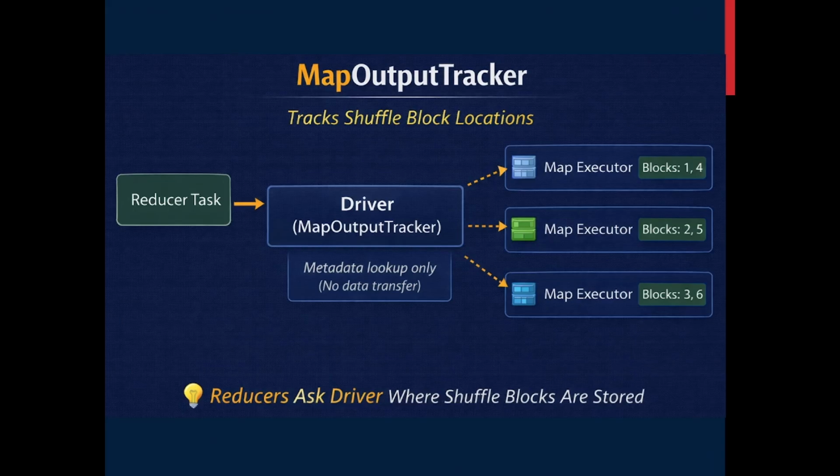Now the obvious question is, how does a reducer even know where the data is? This is where Map Output Tracker comes in. It lives on the driver and acts like a directory service. During the map stage, it stores information like which executor produced data, which partition it belongs to, how large the block is. So when a reducer starts, it simply asks, where is my data?